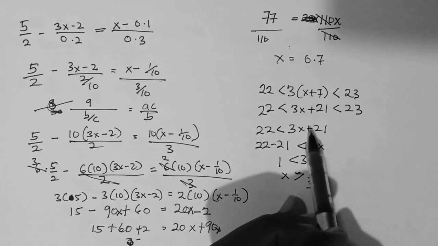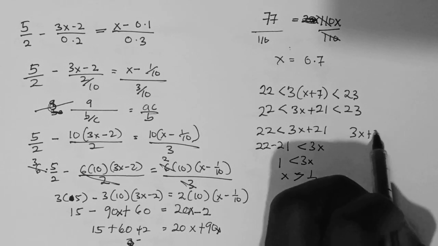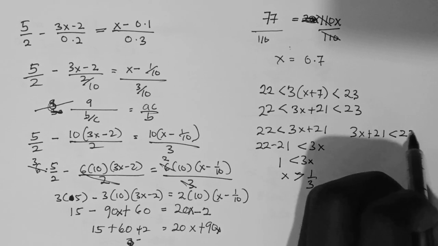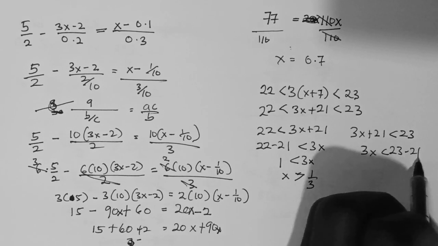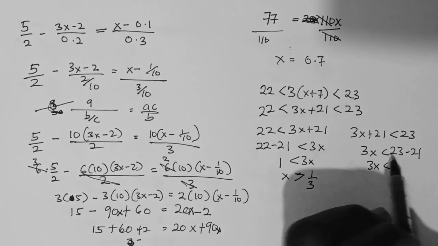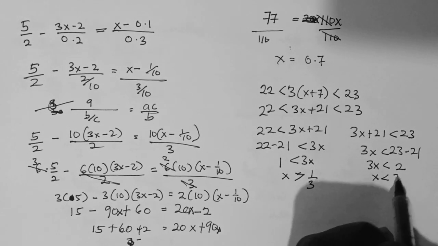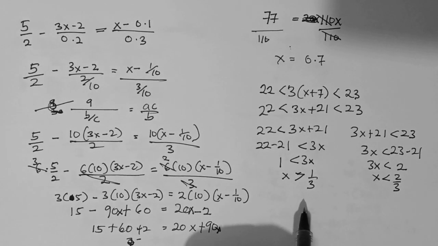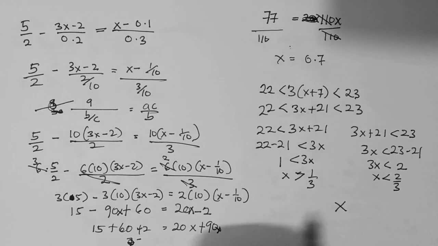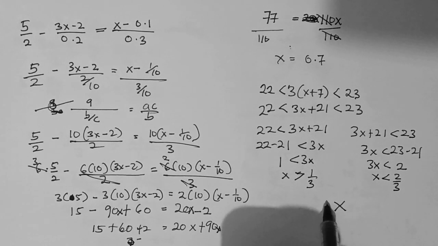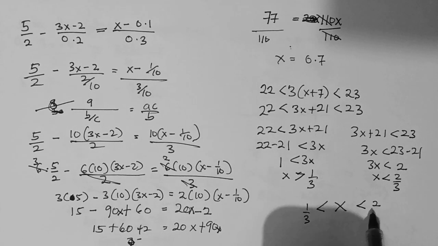That is one of the values of x. Then we'll take this side too. If we take this side, it becomes 3x plus 21 less than 23. So 3x is less than 23 minus 21, which is 2. So x is less than 2 over 3. So at the end of the day, you see that x is sandwiched between 1 over 3 and 2 over 3. So x is greater than 1 over 3, but less than 2 over 3.